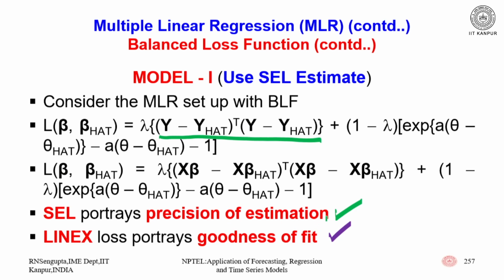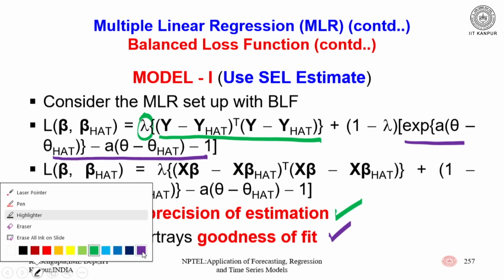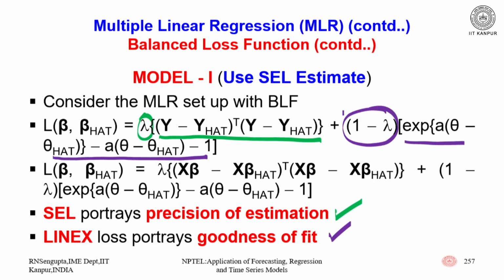And when I come to finding out the LINEX loss, it is utilized for the goodness of it, which is related to the value of theta or beta, and here it is. I use the violet color. And obviously, the first component, squared error, is multiplied by lambda, and the second part, which is goodness of it, is multiplied by 1 minus lambda, the weights.